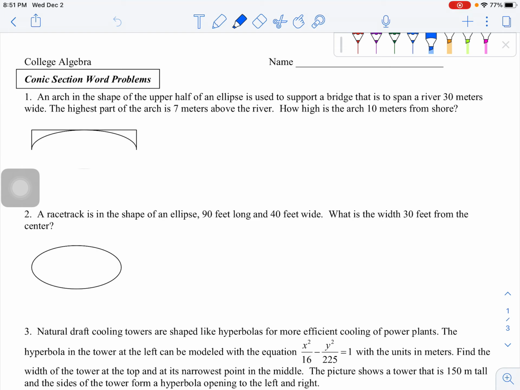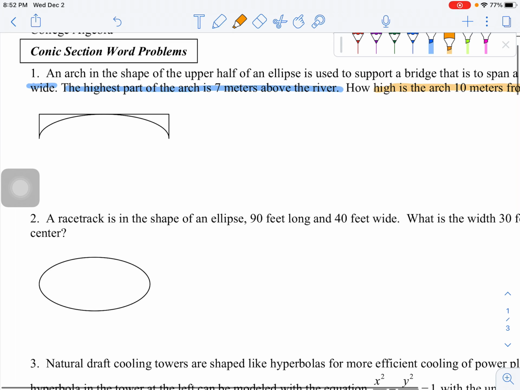Okay, so I'm going to grab a highlighter here. An arch in the shape of the upper half of an ellipse is used to support a bridge that is to span a river that is 30 meters wide. The highest part of the arch is 7 meters above the river. And then how high is the arch 10 meters from shore? I'm going to really highlight the word shore there.